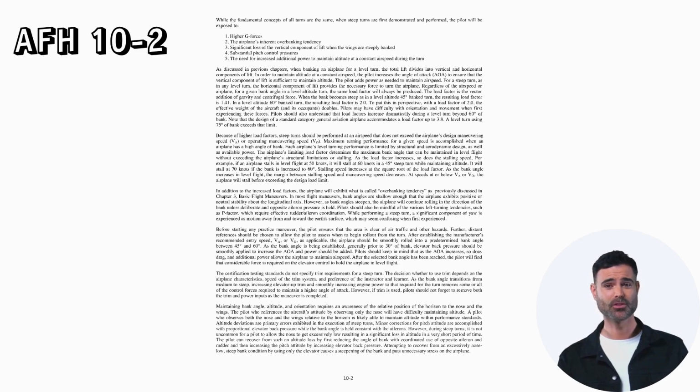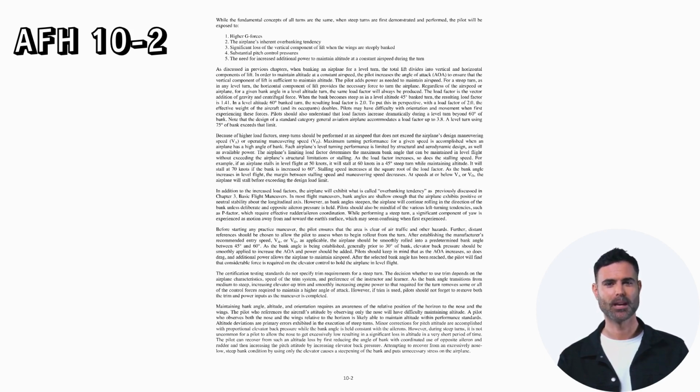Because of higher load factors, steep turns should be performed at an airspeed that does not exceed the airplane's design maneuvering speed, VA, or operating maneuvering speed, VO. Maximum turning performance for a given speed is accomplished when an airplane has a high angle of bank. Each airplane's level turning performance is limited by structural and aerodynamic design as well as available power. The airplane's limiting load factor determines the maximum bank angle that can be maintained in level flight without exceeding the airplane's structural limitations or stalling.